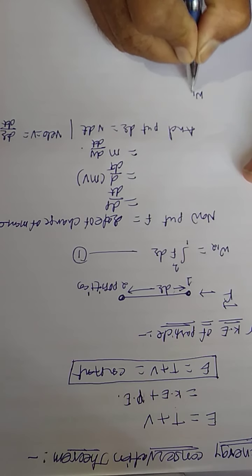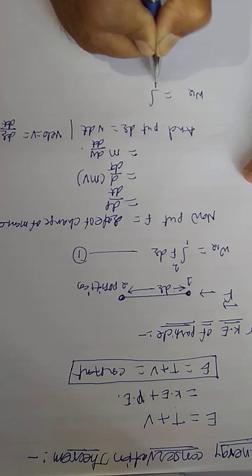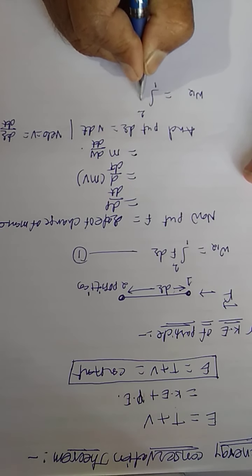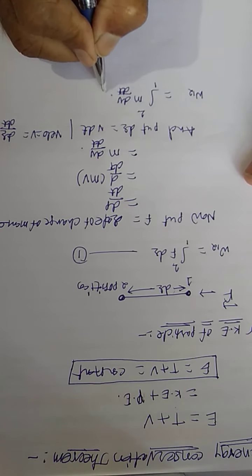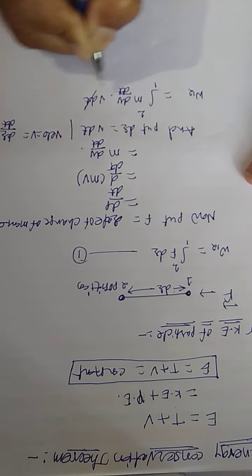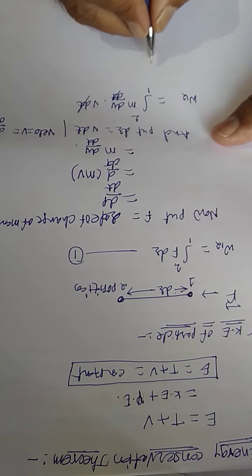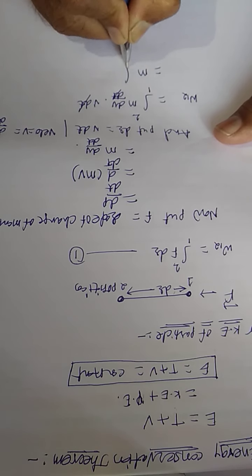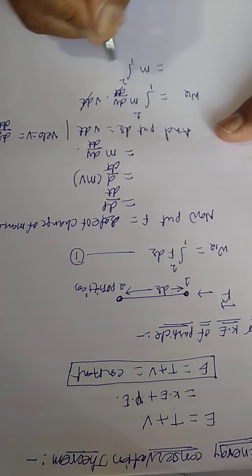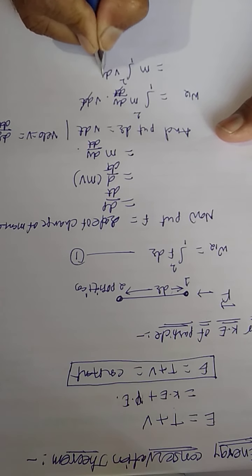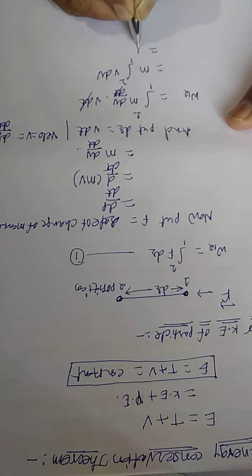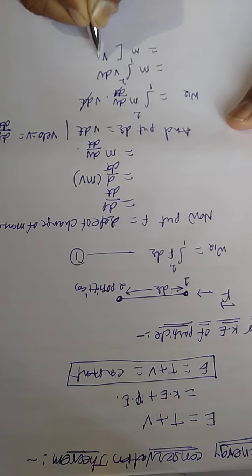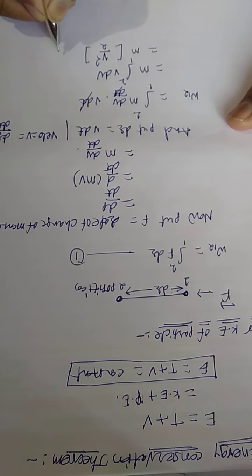Therefore, equation 1 becomes W1 to 2 equals the integration from 1 to 2 of F, that is m into dV by dt, into dr, that is V into dt. dt gets cancelled. m is taken outside the integration, so we have m times the integration from 1 to 2 of V dV, which is equal to m into the integration of V, that is V square divided by 2, from the initial to the final position.